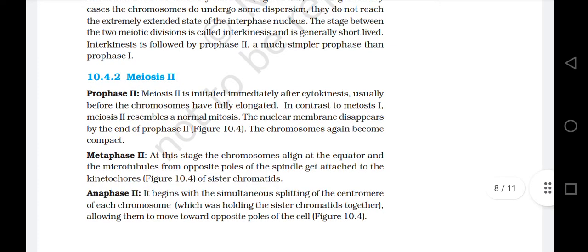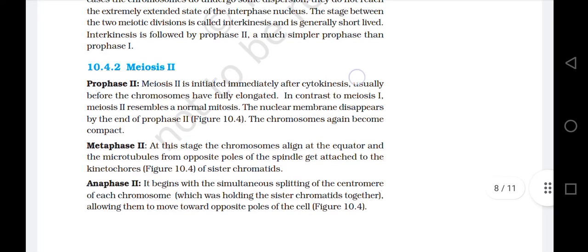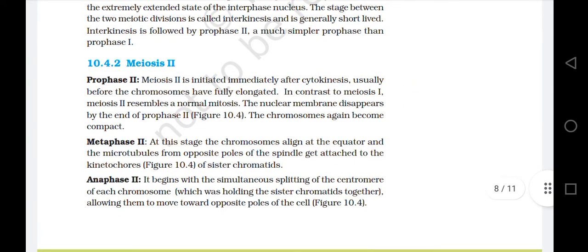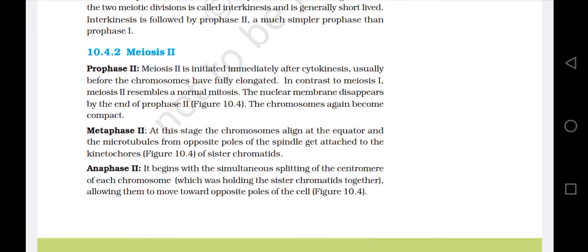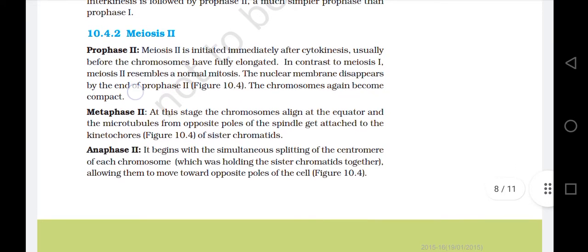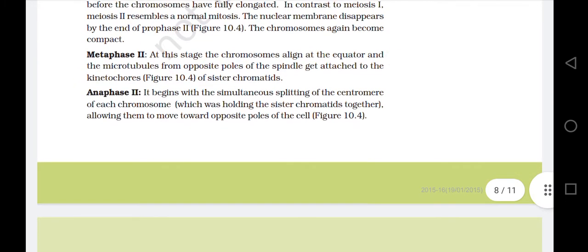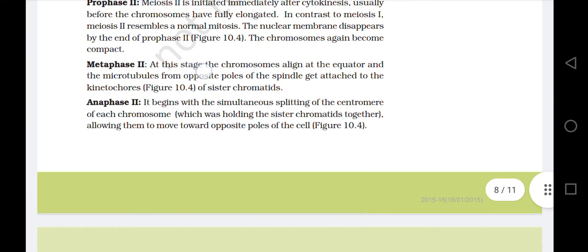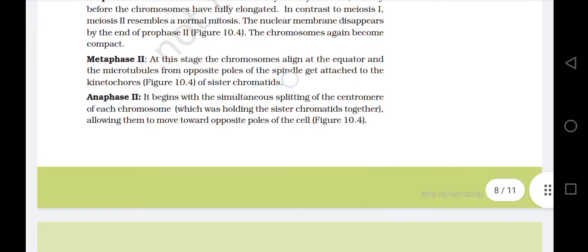10.4.2 Meiosis 2. Prophase 2. Meiosis 2 is initiated immediately after cytokinesis, usually before the chromosomes have fully elongated. In contrast to meiosis 1, meiosis 2 resembles a normal mitosis. The nuclear membrane disappears by the end of prophase 2. The chromosomes again become compact. Metaphase 2. At this stage the chromosomes align at the equator and the microtubules from opposite poles of the spindle get attached to the kinetochore of sister chromatids, figure 10.4.